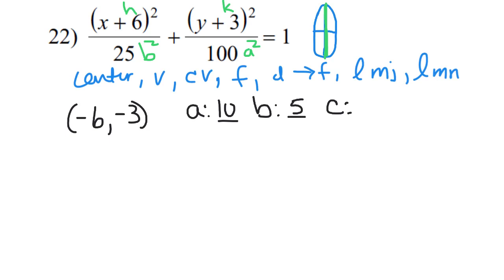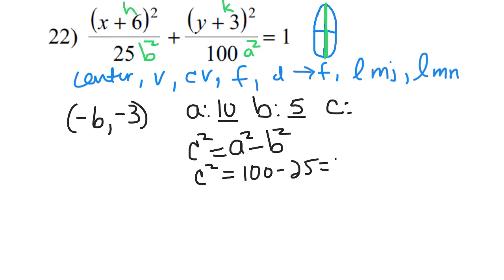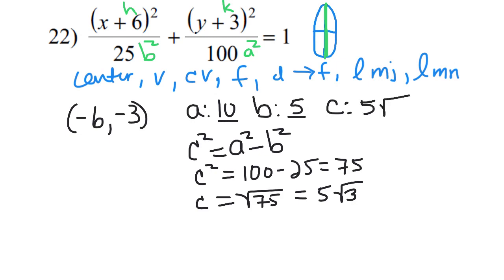So now we just need to know what C is. Well, C squared equals A squared minus B squared for ellipses. So C squared is going to be 100 minus 25, which is going to give me 75. So that means that C is the square root of 75, which is the same thing as 5 root 3. So C is 5 root 3. So now that we know what all those values are, we can go ahead and determine our points.